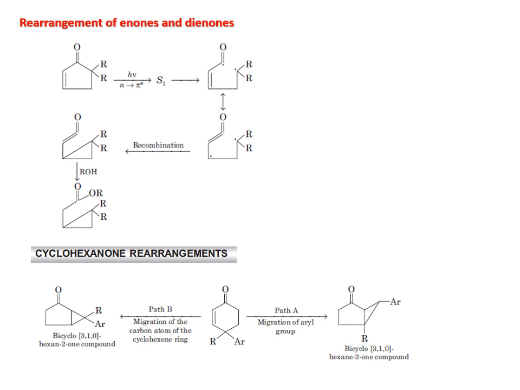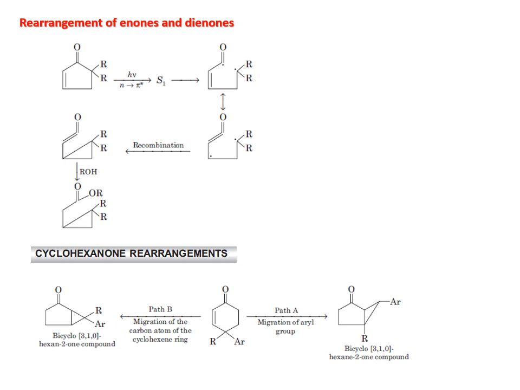And the rearrangement arises from the n to pi* singlet state and has to be carried out in very dilute solution to prevent the dimerization. So the only purpose of using the dilute solution is to avoid the dimerization. The substrate at first undergoes Norrish type 1 cleavage, leading to the formation of a diradical. Recombination of this diradical leads to the formation of a ketene, as we observe in the Norrish type 1 reaction. And this ketene reacts with the protic nucleophilic solvent to give the final product.